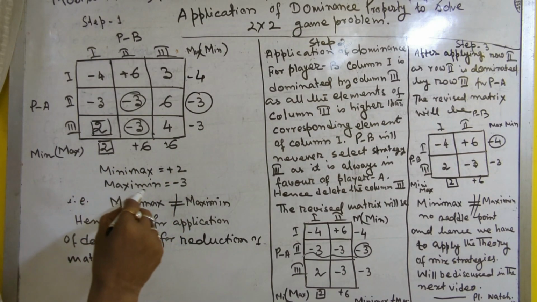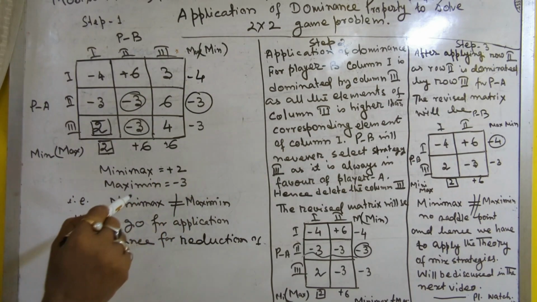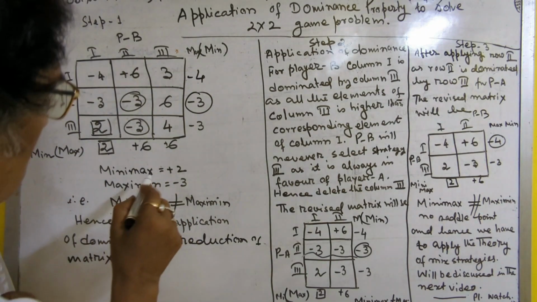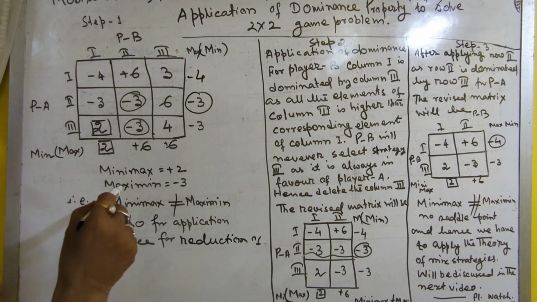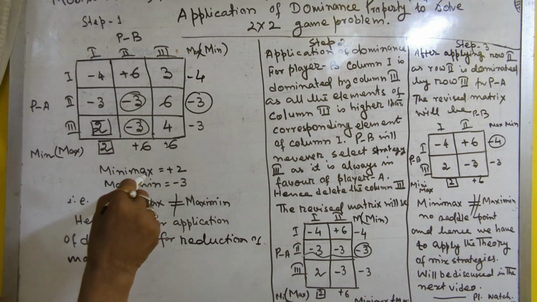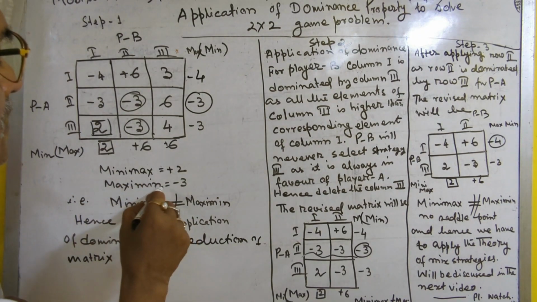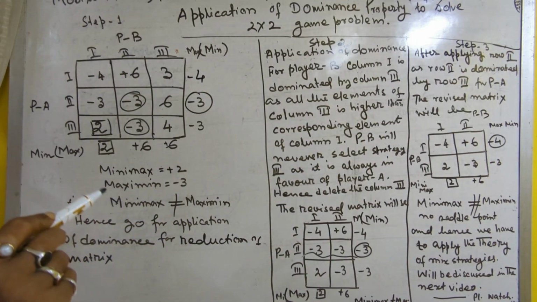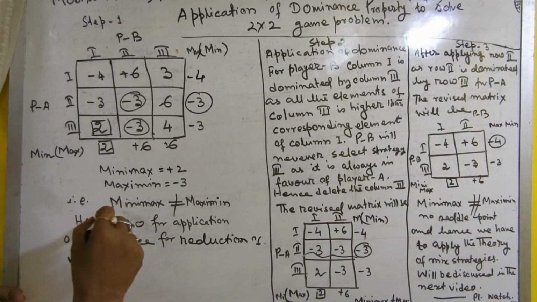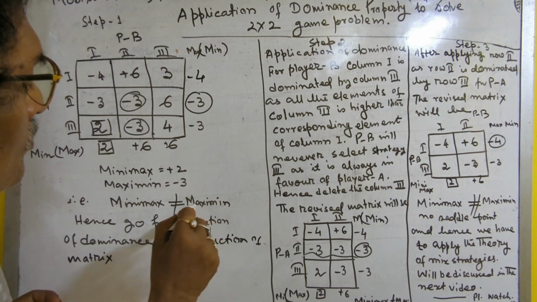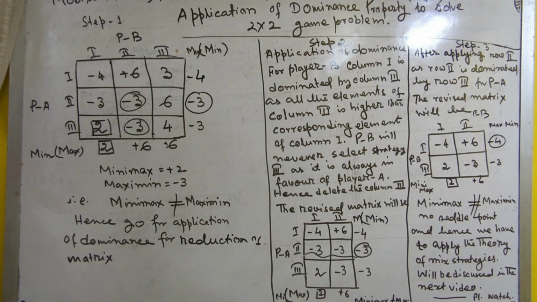I am not going to discuss in detail how it has come. If you have any doubt, then you may check my previous video where it is discussed in detail how the minimax and maximin values are found. Okay, so in this case the minimax is not equal to maximin. Then how do we proceed to solve it? Hence we go for the application of dominance for reduction of the matrix.